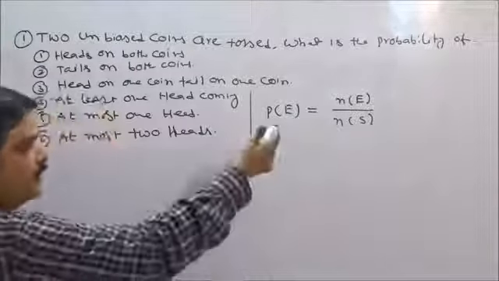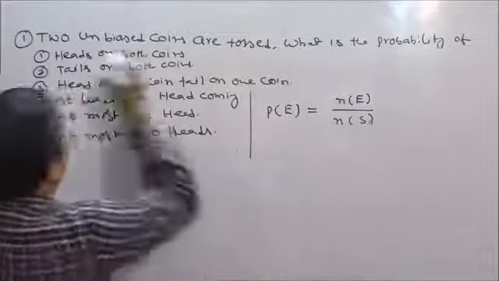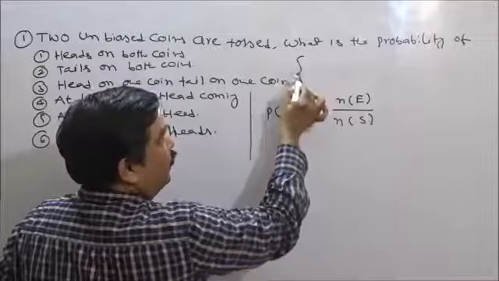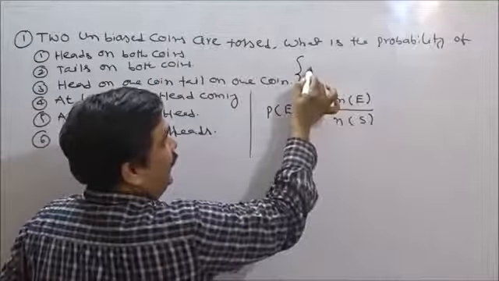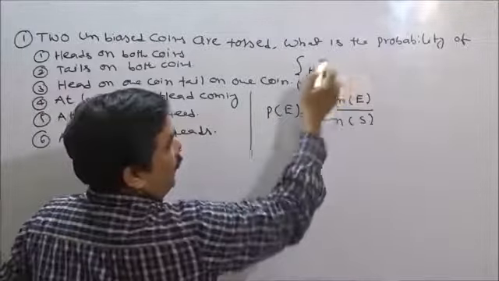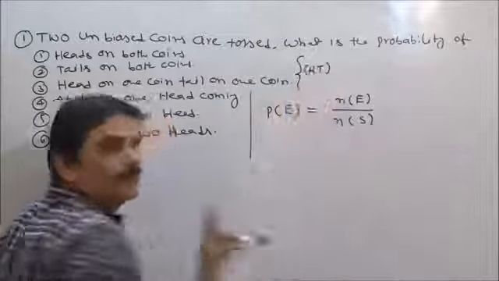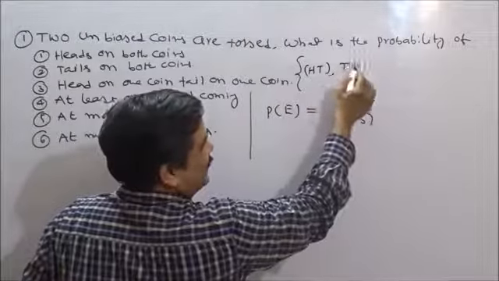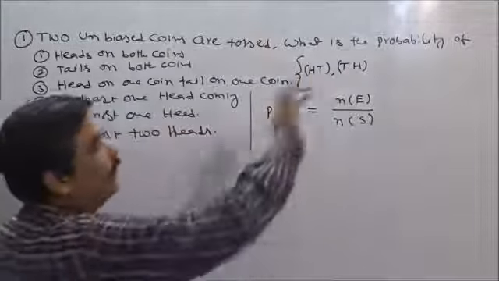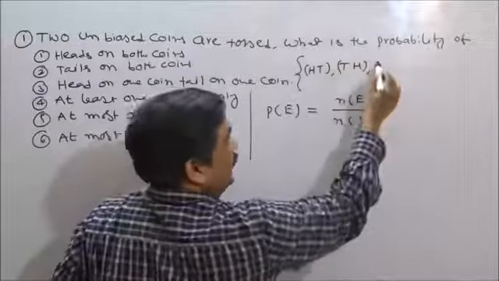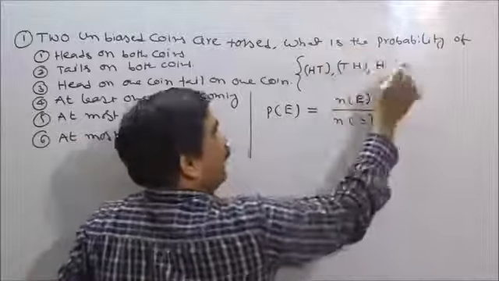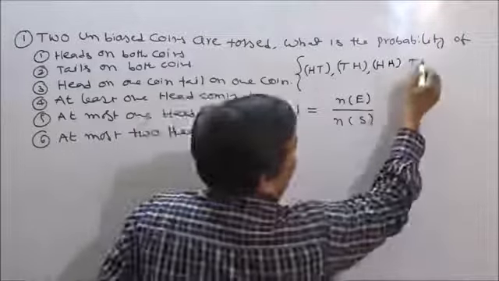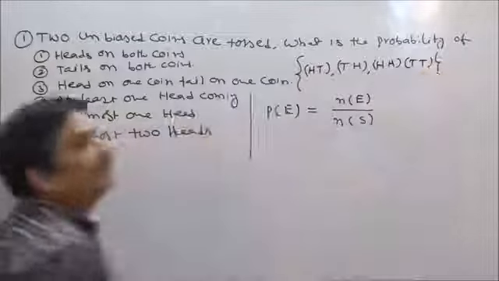Simple, friends. What is the sample space? When 2 unbiased coins are tossed, remember, on one coin it can be heads, on the other coin it can be tails. One possibility, right? And what is the other outcome? Tails, heads. Other outcome, right? What is the next one? Both the cases: first coin heads, second coin also heads. This one. What is the other possibility? Tails and tails. Remember this one.